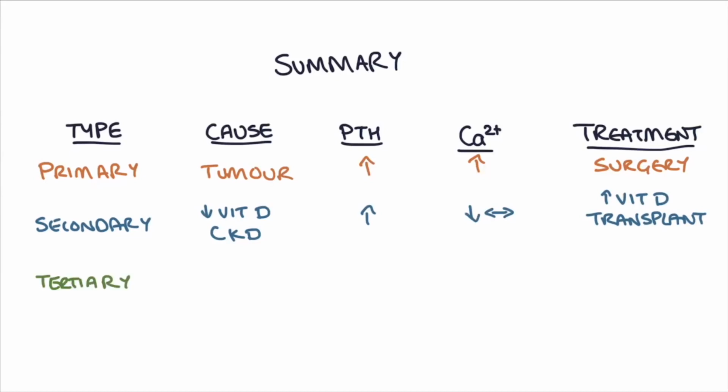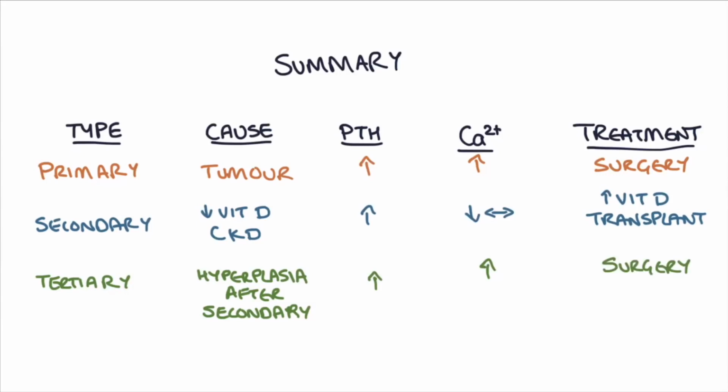And tertiary hyperparathyroidism is a result of hyperplasia of the parathyroid glands after secondary hyperparathyroidism, and it leads to a high parathyroid hormone, and even if the cause of the secondary hyperparathyroidism is treated, it leads to a high serum calcium level, and the treatment of this would be surgery to remove the extra hyperplastic parathyroid tissue.